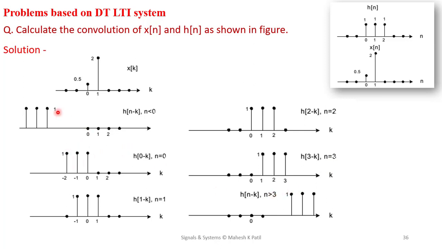So you can observe here, this is h of n minus k for n less than 0. Now this is h of 0 minus k. So you can observe this signal here. Now this signal is h of 1 minus k. Likewise, this is h of 2 minus k. You can observe this signal here. And this is h of 3 minus k. Similarly, we can write h of n minus k for n greater than 3. Clear? So likewise, this shifted version of h of n is represented here.